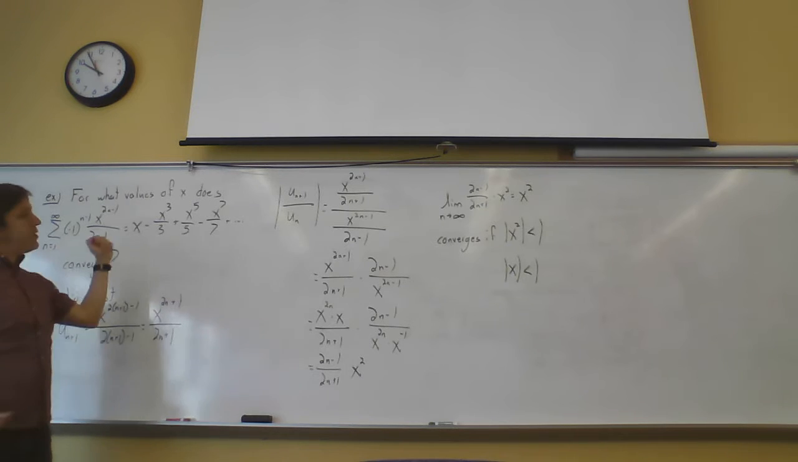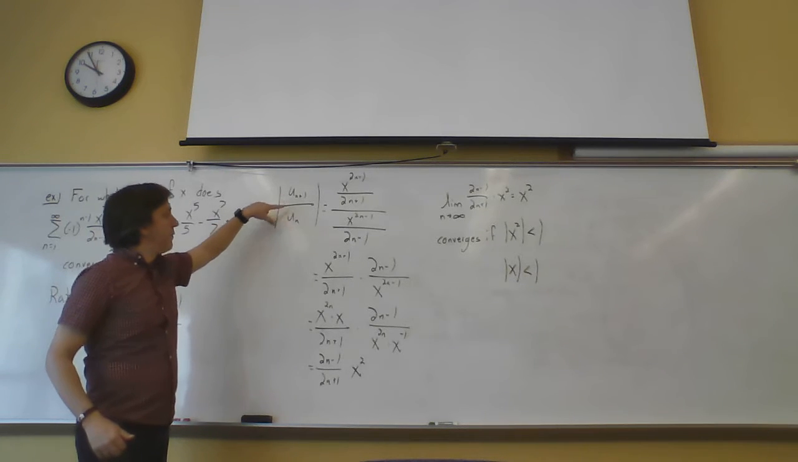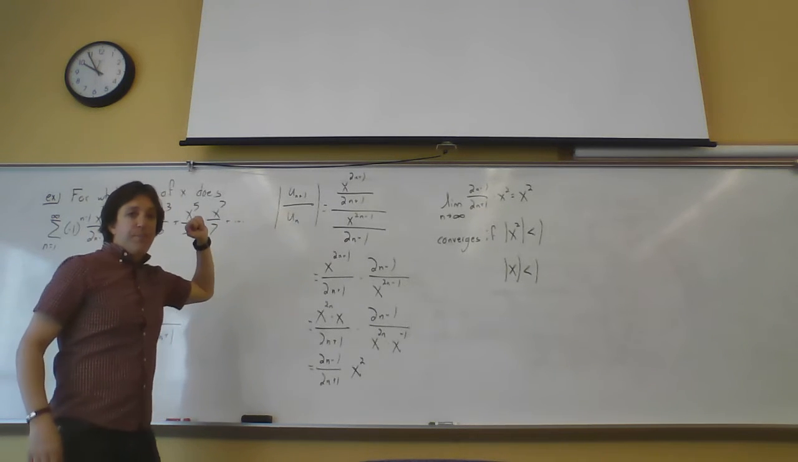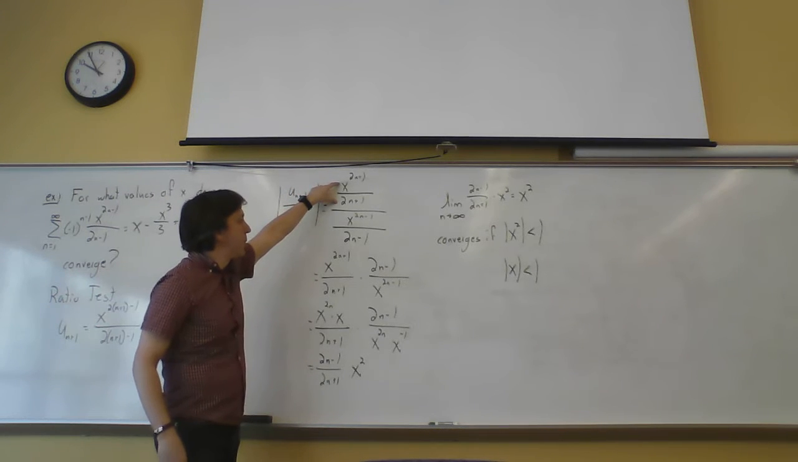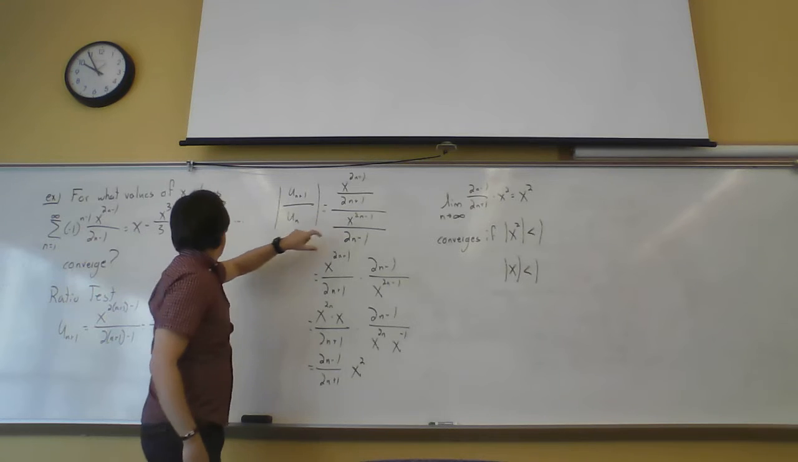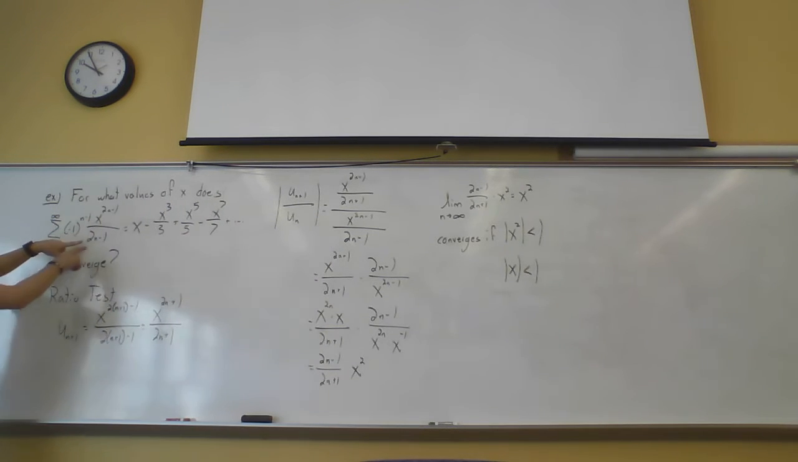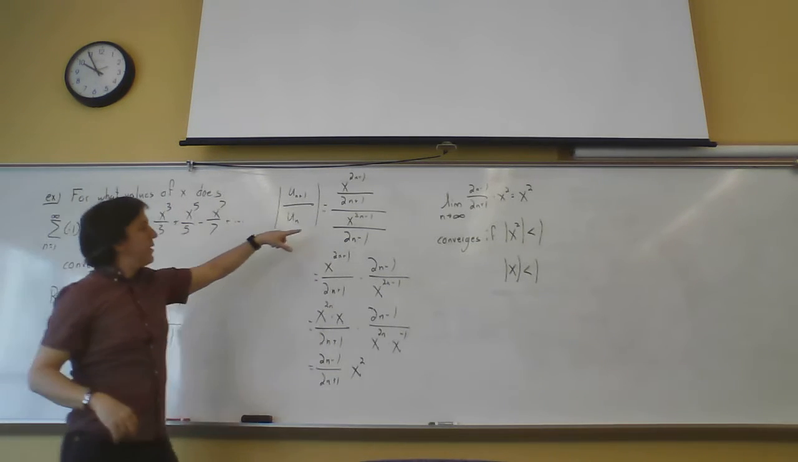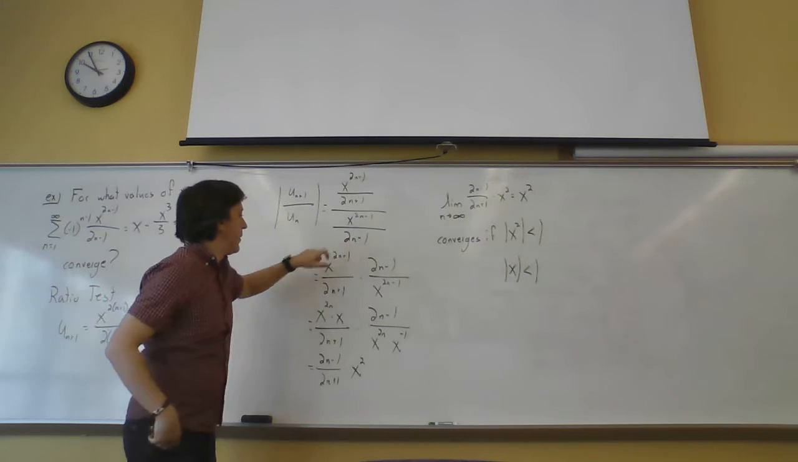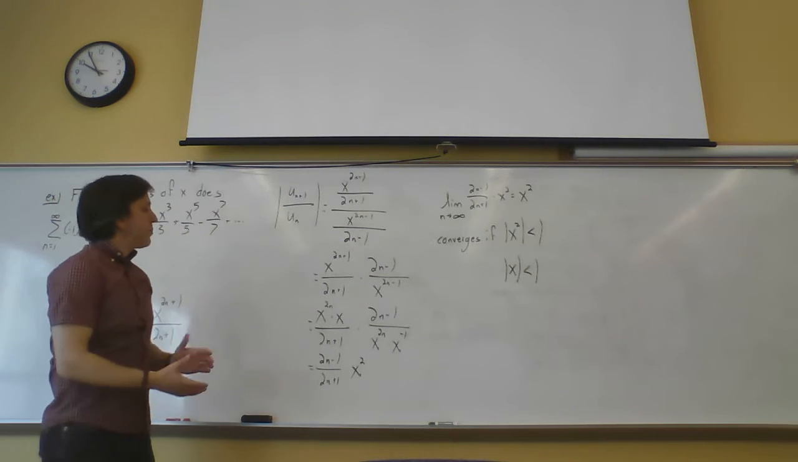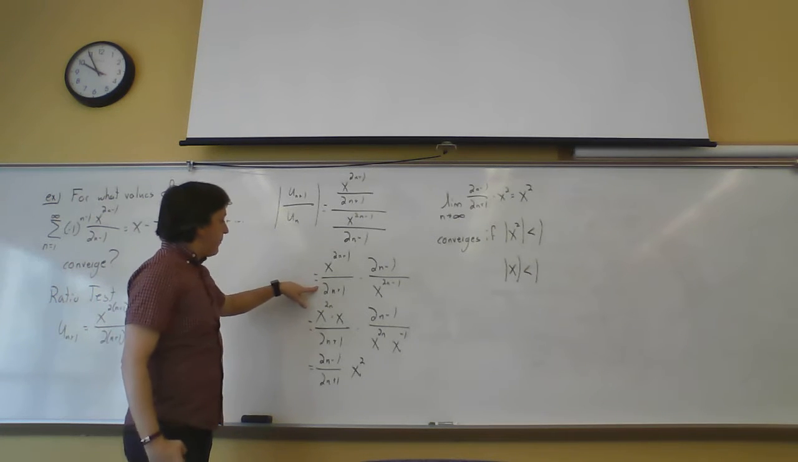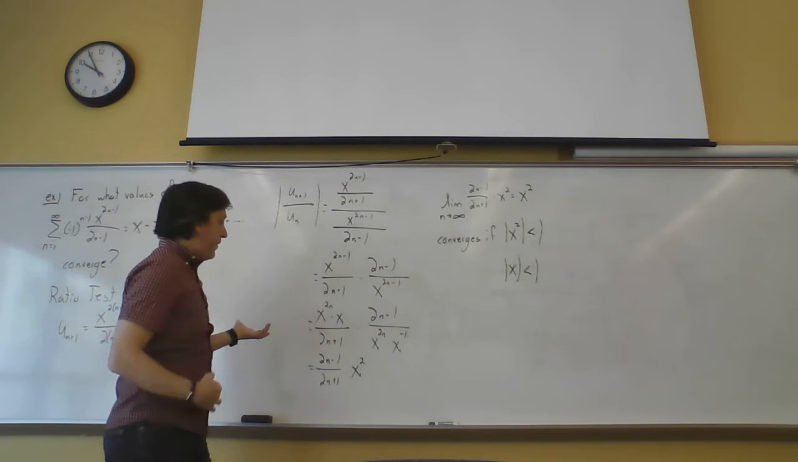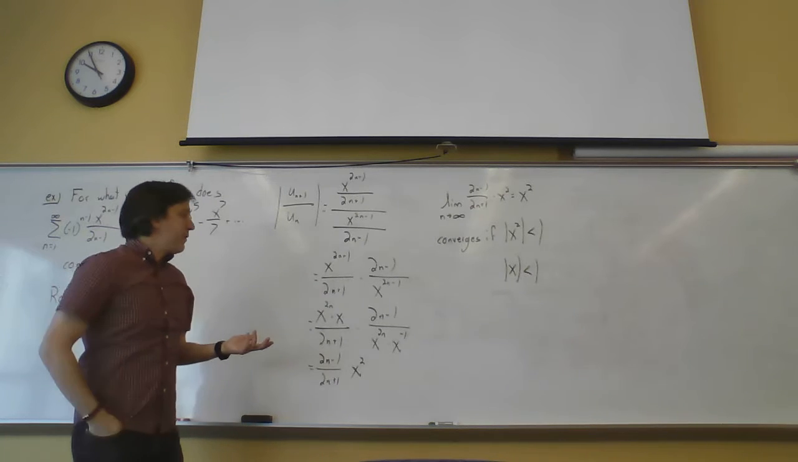So now to do the ratio test, I need the absolute value of u sub n plus 1 over u sub n. Well, that's what I just found, x to the 2n plus 1 over 2n plus 1 over the terms of our actual series, x to the 2n minus 1 over 2n minus 1. Since we're dividing with fractions, I flip and multiply, and that gets me here. Now, I need to try and simplify this if I can, so I can figure out where it converges.